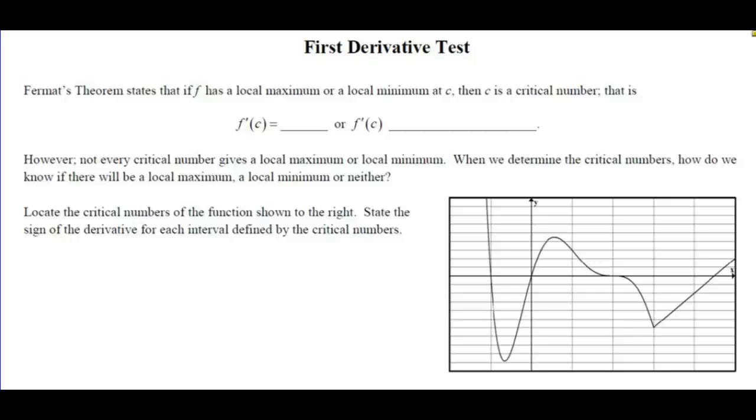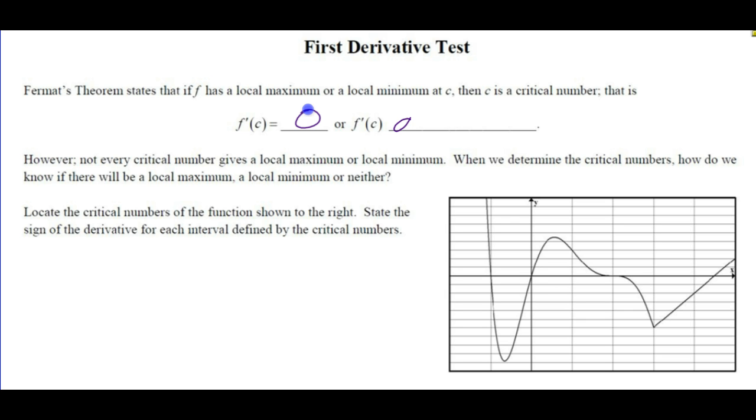Okay, the first derivative test. Not a real test, but it's a test you use to see what's happening on the curve, right? So Fermat's theorem states that if f has a local max or a local min at c, then c is a critical number, which means that the derivative is equal to, what would fit in the small blank? 0, or it does not exist, right?